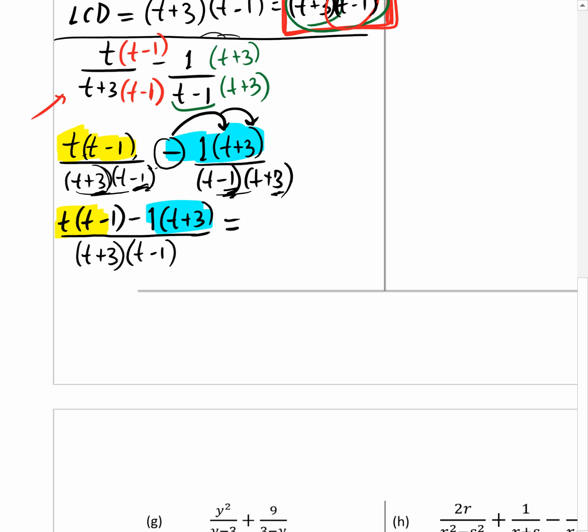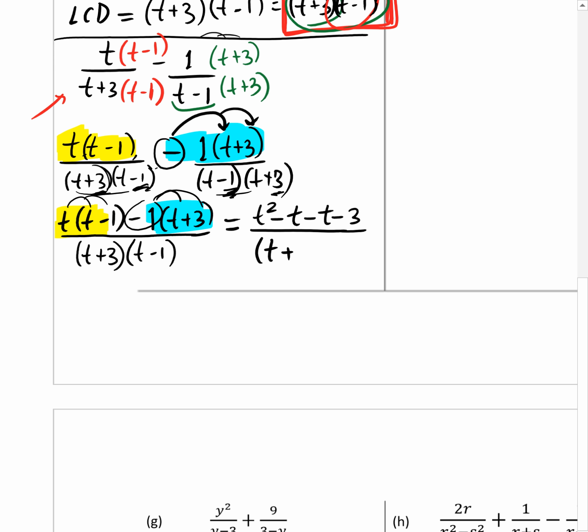Alright, so now I'm going to distribute as much as I can. The yellow here, t times t is t squared, and then t times -1 is negative t. Now I've got a -1 times t, that's another negative t. -1 times 3 is negative 3. And then in the denominator, I'm keeping that the same.